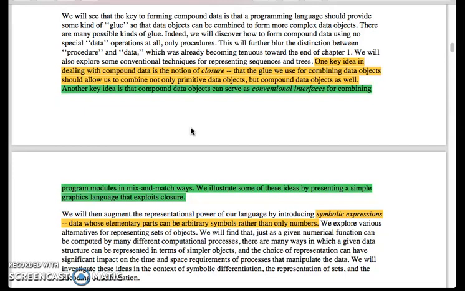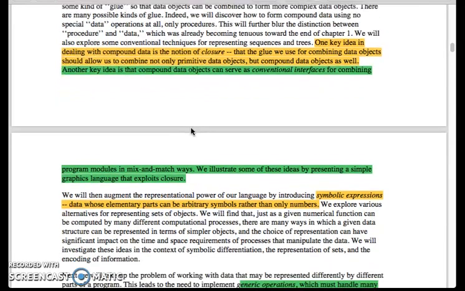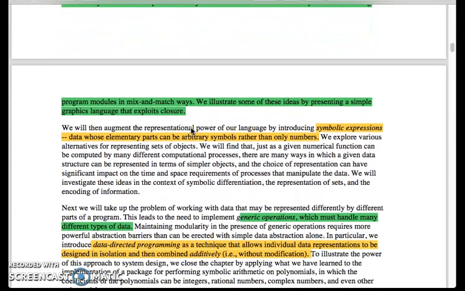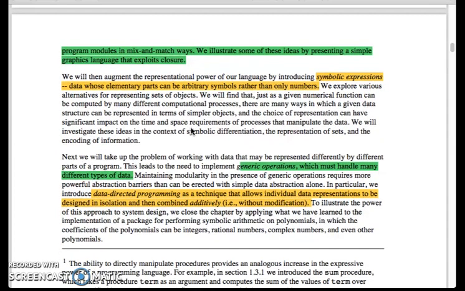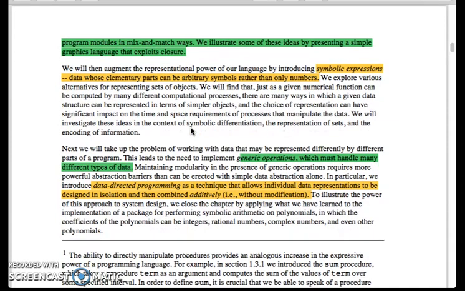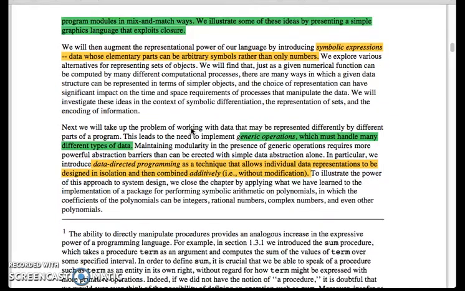One key idea in dealing with compound data is the notion of closure, that the glue we use for combining data objects should allow us to combine not only primitive data objects, but compound data objects as well. Another key idea is that compound data objects can serve as conventional interfaces for combining program modules in mix and match ways. We illustrate some of these ideas by presenting a simple graphics language that exploits closure. We will then augment the representational power of our language by introducing symbolic expressions, data whose elementary parts can be arbitrary symbols rather than only numbers.